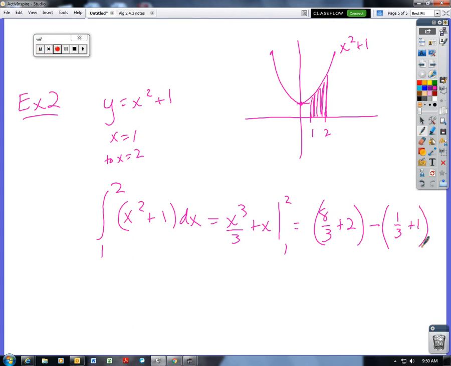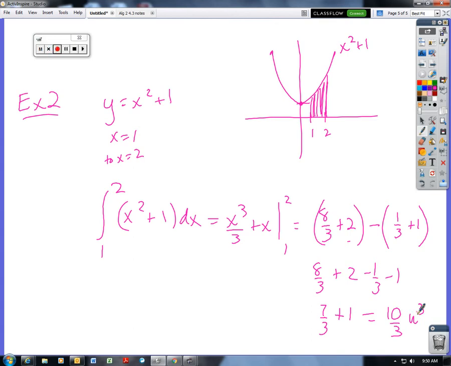And to be honest, the way I would do this, I wouldn't even combine these fractions right here. I would just write 8/3 plus 2, minus 1/3, minus 1. And then I would do my 8/3 minus my 1/3, and get 7/3. 2 minus 1 is 1, and then it's easy enough to do that. It's 3/3. 3/3 plus 7/3 is 10/3. And this is area, so it's units cubed.